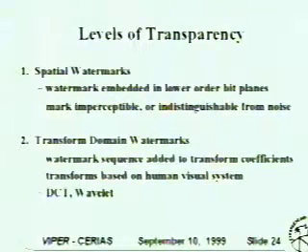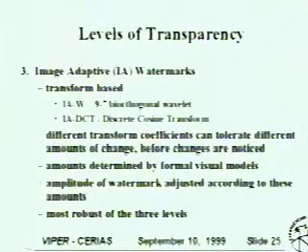There are also things you could do in the transform domain where you just add the watermark to the transform domain coefficients, and I'm going to show you an example of that. You can do transforms that are based on the human visual system models, and we'll say a little bit more about that. The thing that we're most excited about in our research group here at Purdue is looking at these image adaptive watermarks.